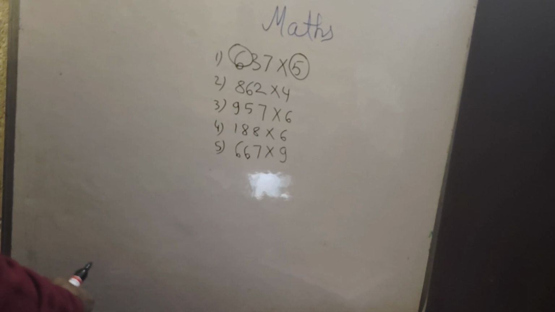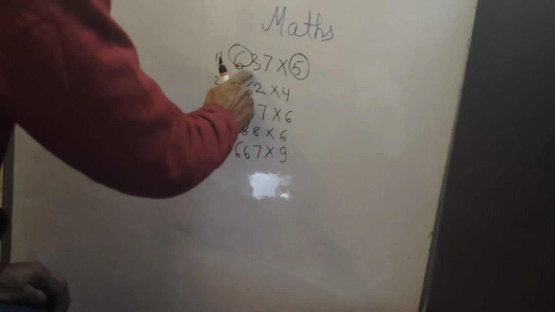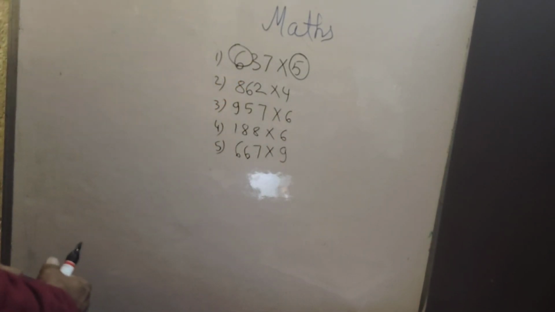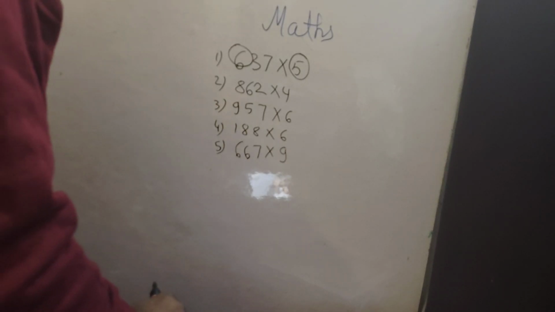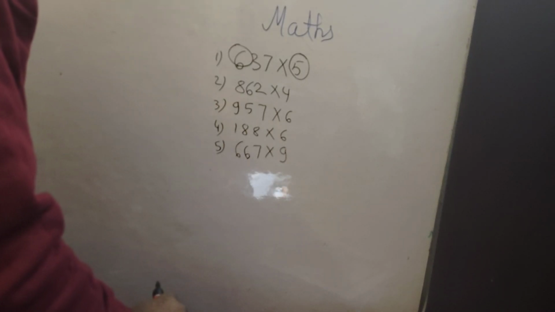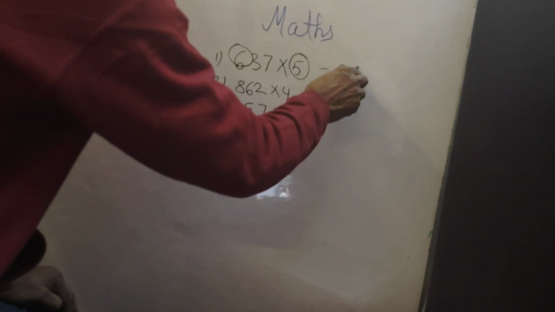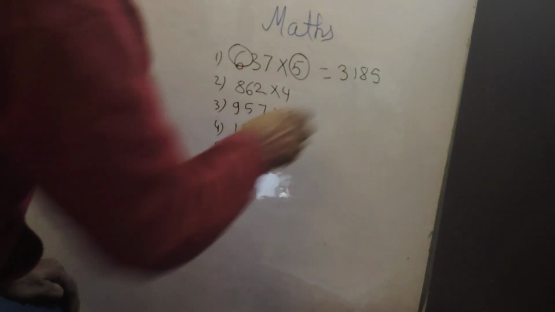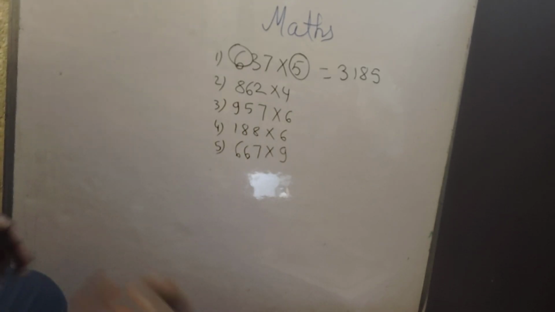Now 3 is in the tens place, so it is 30. 30 times 5 is 150. So it is now 3000 plus 150, that is 3150. Now this is 35. So 3150 plus 35 is 3185. So this is the shortcut method by which we can do many questions.